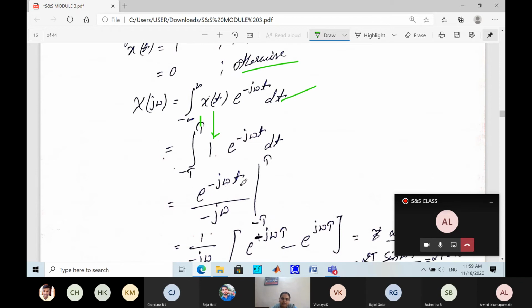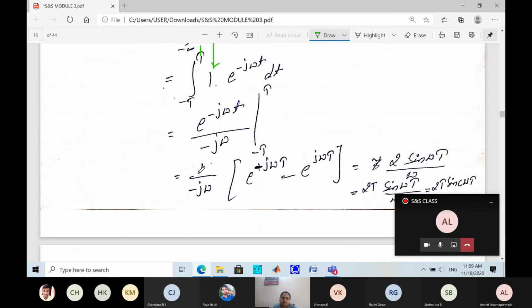That is e raised to minus j omega t divided by minus j omega, with respect to t, and the limit is minus T to plus T. Then apply the limit. I am taking 1 by minus j omega outside. When I apply the upper limit, e raised to minus j omega capital T, minus the lower limit, e raised to minus of minus, plus j omega capital T. You will be getting this.